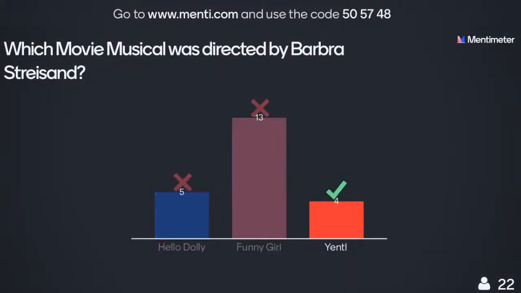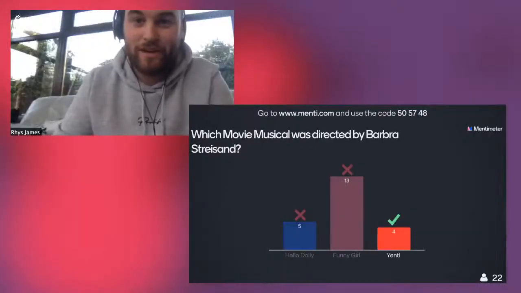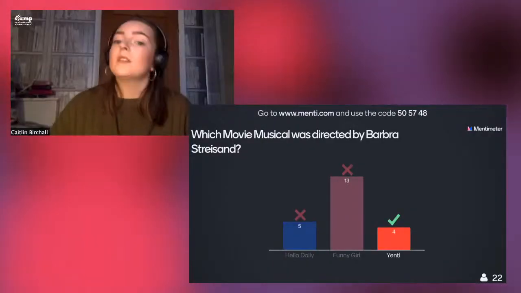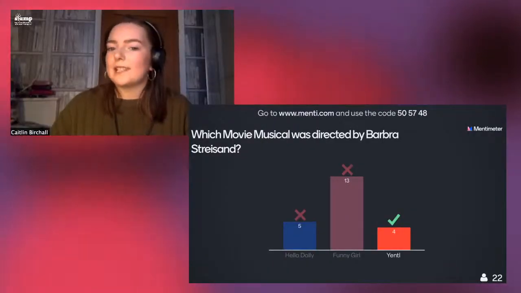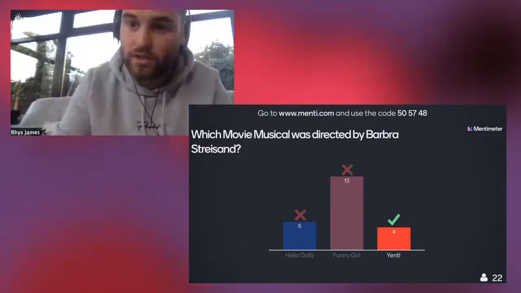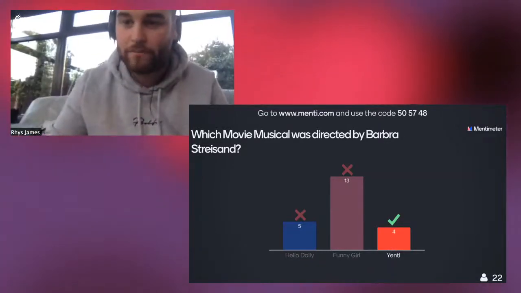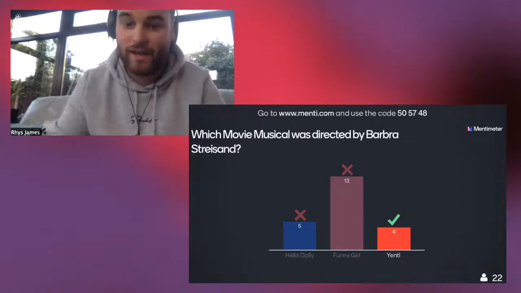Okay, so the correct answer was Yentl. Wow. Good job that you corrected me on how to pronounce that. Because otherwise, maybe nobody would have gotten it. A lot of people going for Funny Girl. Well, I suppose Barbara Streisand was in Funny Girl. She was, and of course reprised by Rachel Berry in England. Until she got the Rachel show, and she ruined it all for herself. But we're not bitter about that.